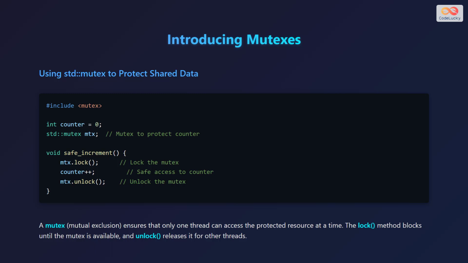The safe increment function locks the mutex before accessing the counter, increments the counter, and then unlocks the mutex. A mutex ensures that only one thread can access the protected resource at a time. The lock method blocks until the mutex is available, and the unlock method releases it for other threads.